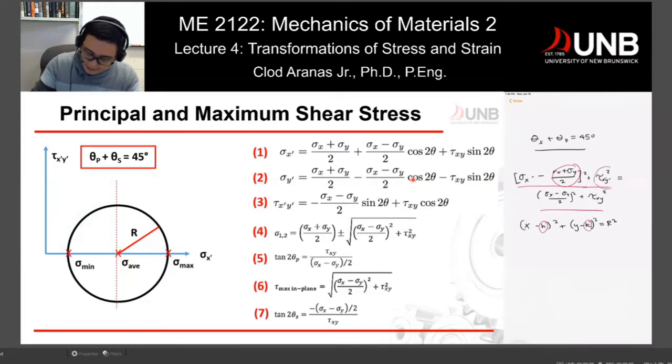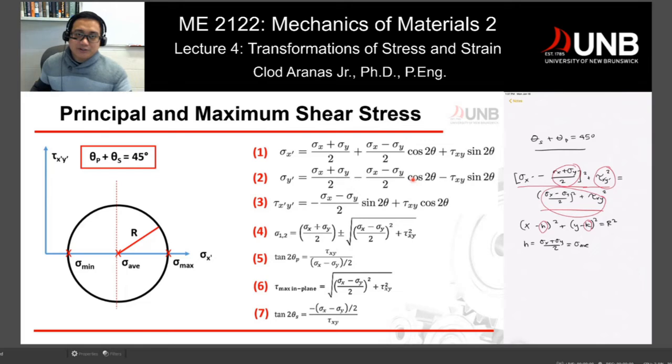In this particular case, our k is equal to 0, and the right side of the equation is equivalent to r square. So we can rewrite this equation as follows. If h is equal to sigma x plus sigma y divided by 2, we can also call it our average normal stress, which is the average between our x and y stresses.